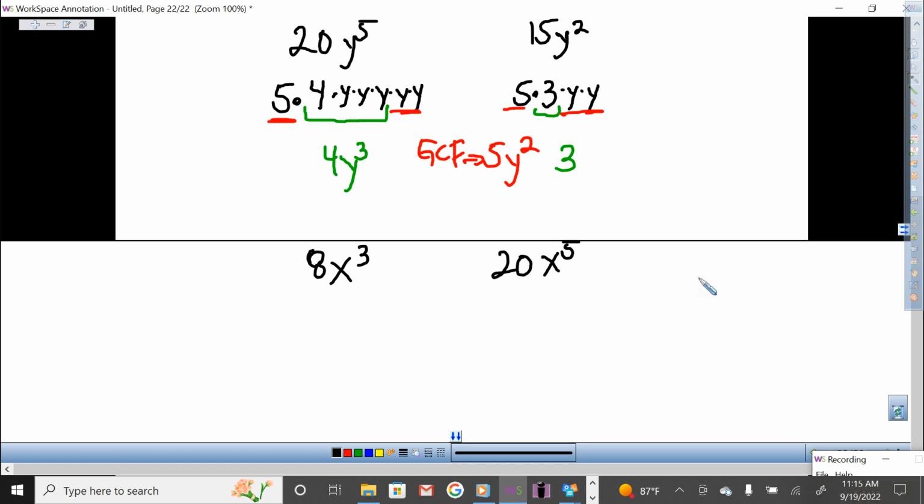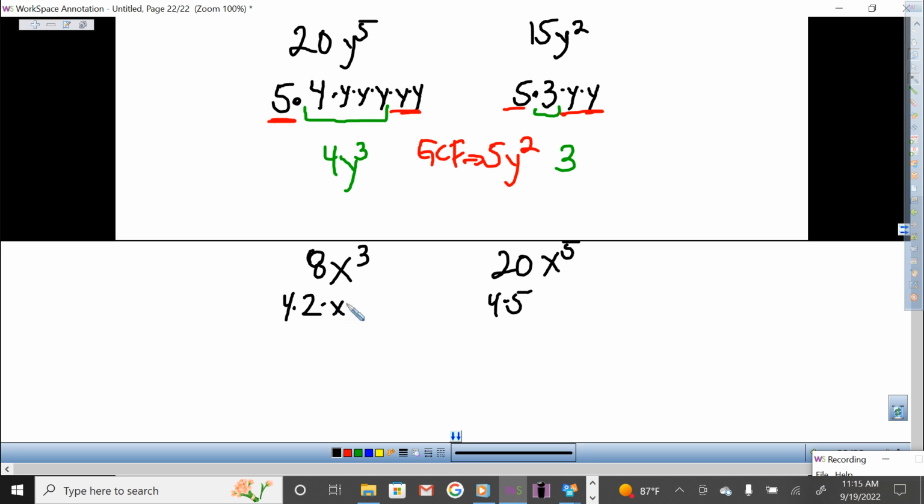All right, tell your neighbor the GCF, please. All right, so I'm going to start with the numbers first. GCF between 8 and 20 was 4, you said? So this is written as 4 times 2, and this one is 4 times 5.